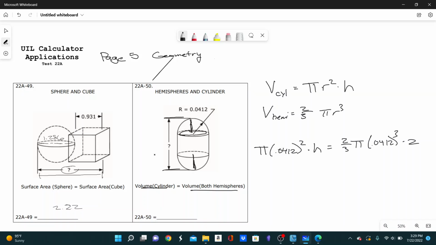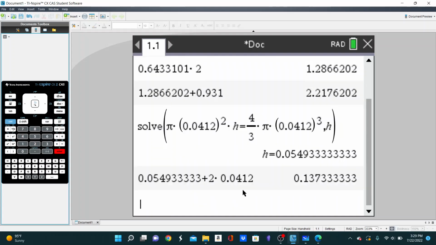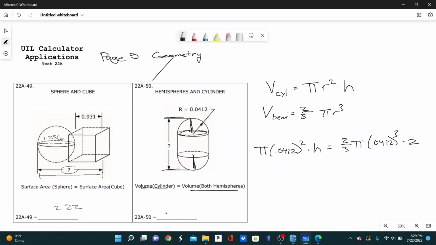So we just take our value of 0.05, and then add 2 times the radius, 2 times 0.0412. Then take this, round to 3 sig figs, and we get 0.137.